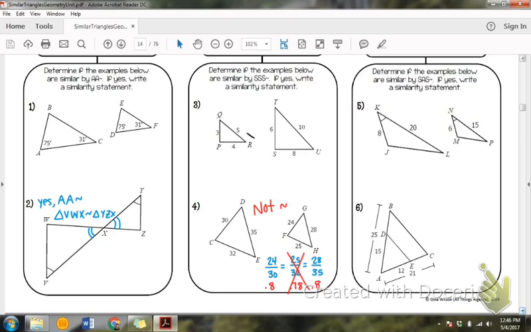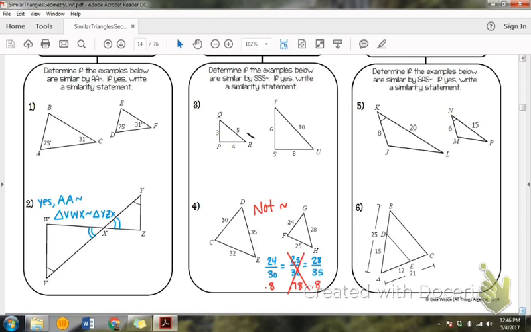Now, here's something important to remember. It looks like side, side, side because I have 3 sides, right? So the temptation is to just automatically say side, side, side. It cannot be side, side, side unless they are all 3 the same scale factor. And you have to do a little bit of work for that, okay? Questions on side, side, side?